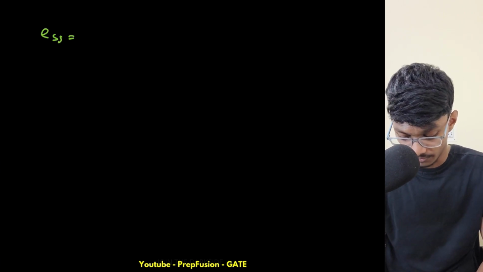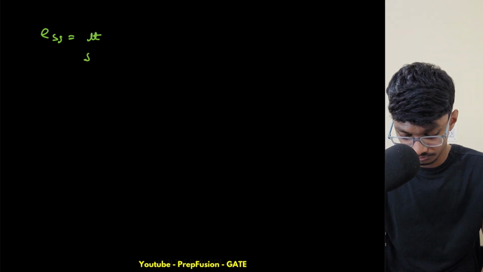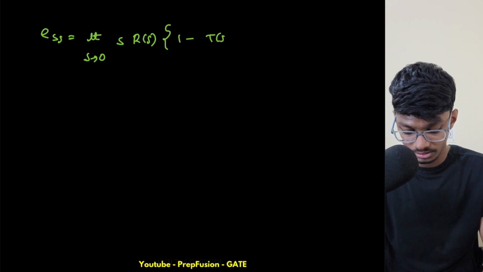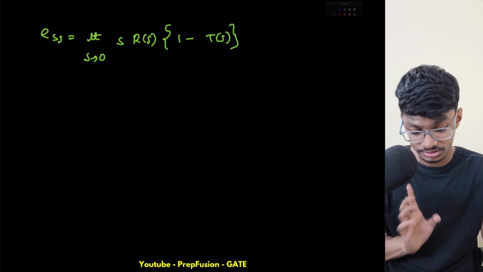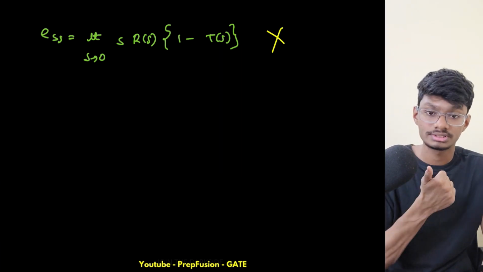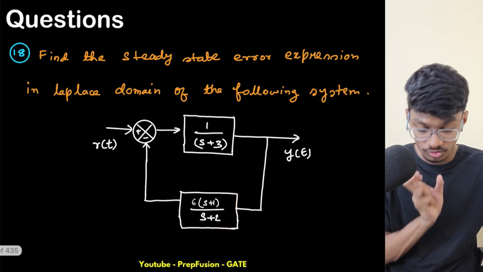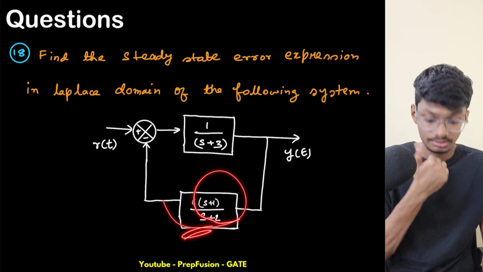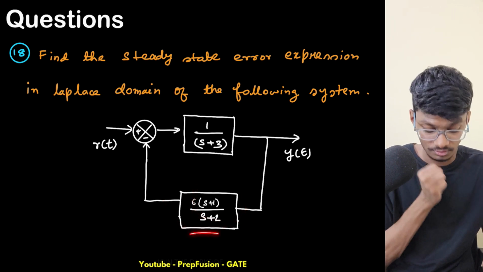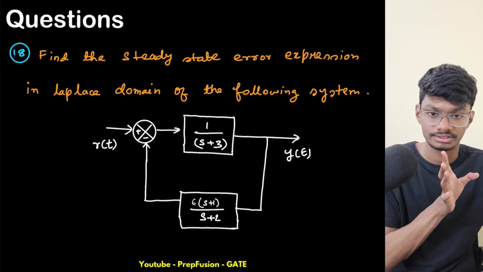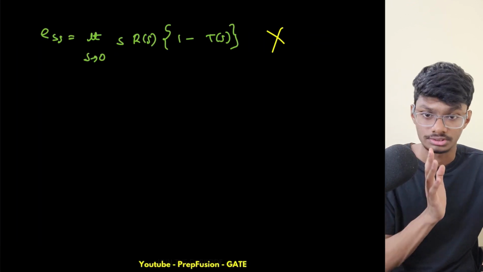So the first thing I want to warn you is that you shouldn't use this formula: limit s tends to 0 s r of s times 1 minus t of s. You shouldn't use this formula. Why? Because this is only valid for unity feedback systems. Like this can also be used here when my feedback factor h of 0 becomes 1 at steady state. Then also you can use it. I will show you with one example. But for now, we can't use this in a non-unity feedback.